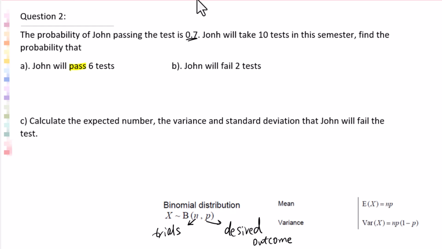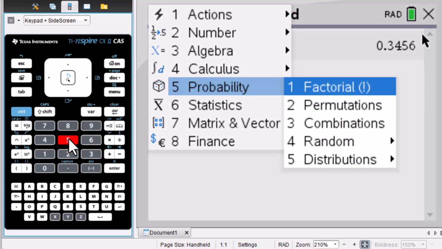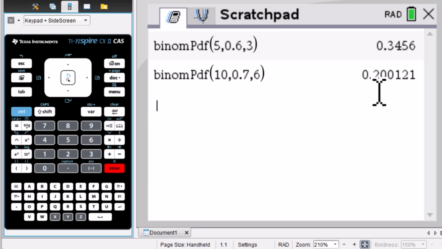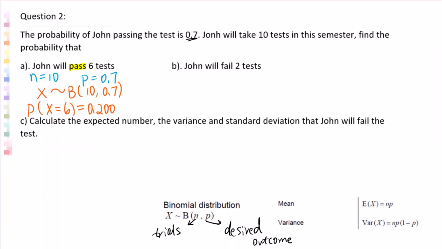For A, John will pass 6 tests, which means n equals 10. This p equals 0.7. And this X follows binomial distribution 10, 0.7. We are looking for the probability of X equals 6. Go to menu, 5, 5, 8, 10, 0.7, 6, enter. 0.200 at 3 sig figs.